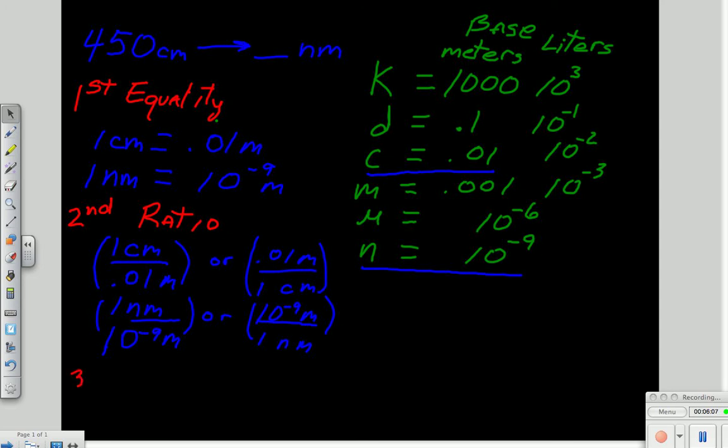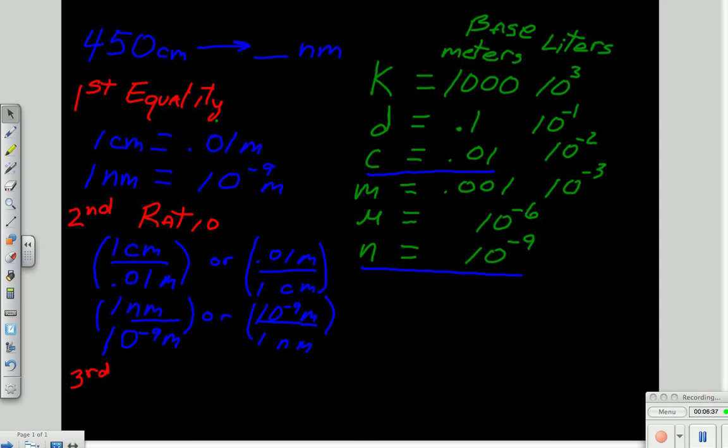Third step is I am going to solve this problem, and I am going to solve it not by thinking about the math. I'm not going to be thinking, do I have to divide 450 by 100? Do I have to multiply it by 0.01? Do I have to multiply it by 10 to the minus 9th? I am going to focus entirely on the units. In science, every number we use always has a unit attached to it. Dimensional analysis is a way of solving scientific problems using that fact.